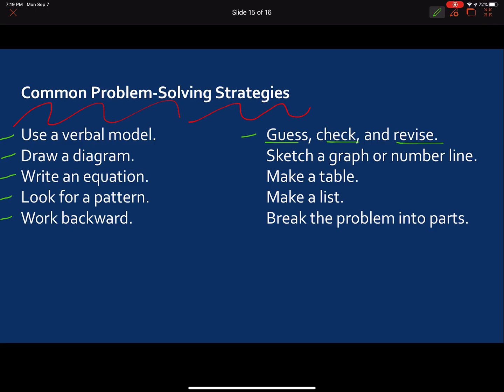Sketch a graph or number line. That's always easy to do. Make a table. Make a list. Both of those organize your thoughts and processes and steps. Break the problem into parts. Make it easier to solve.